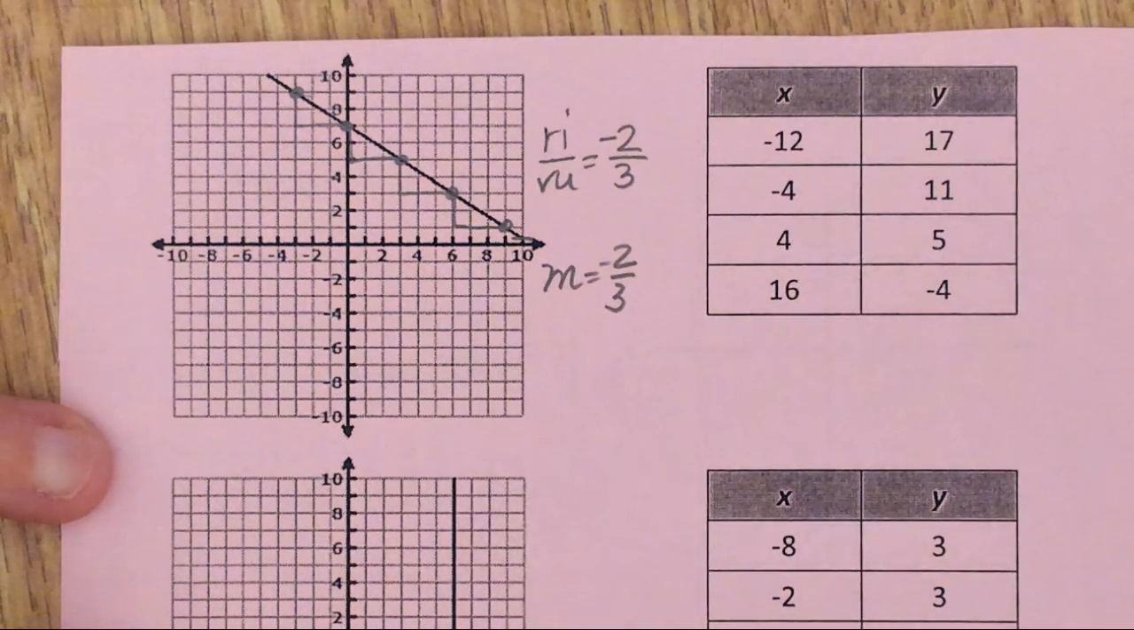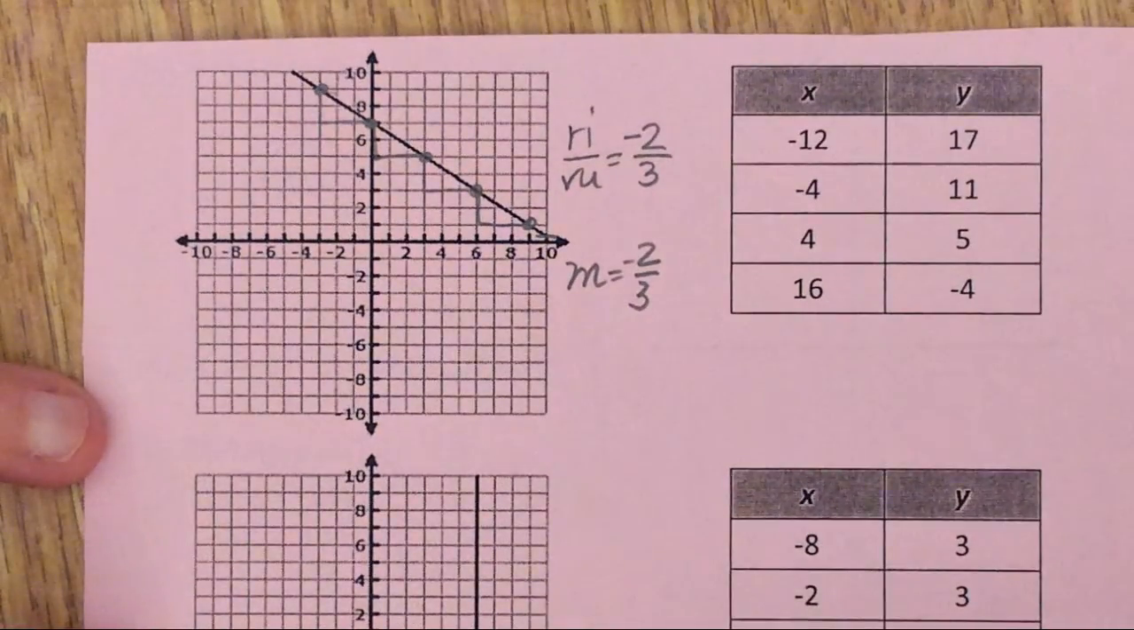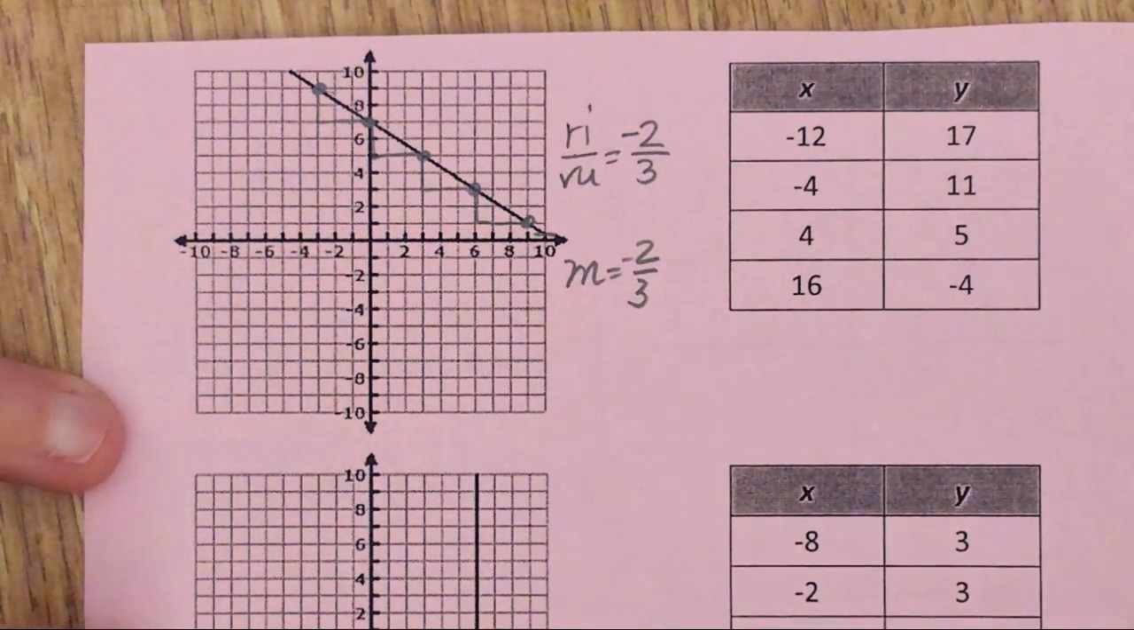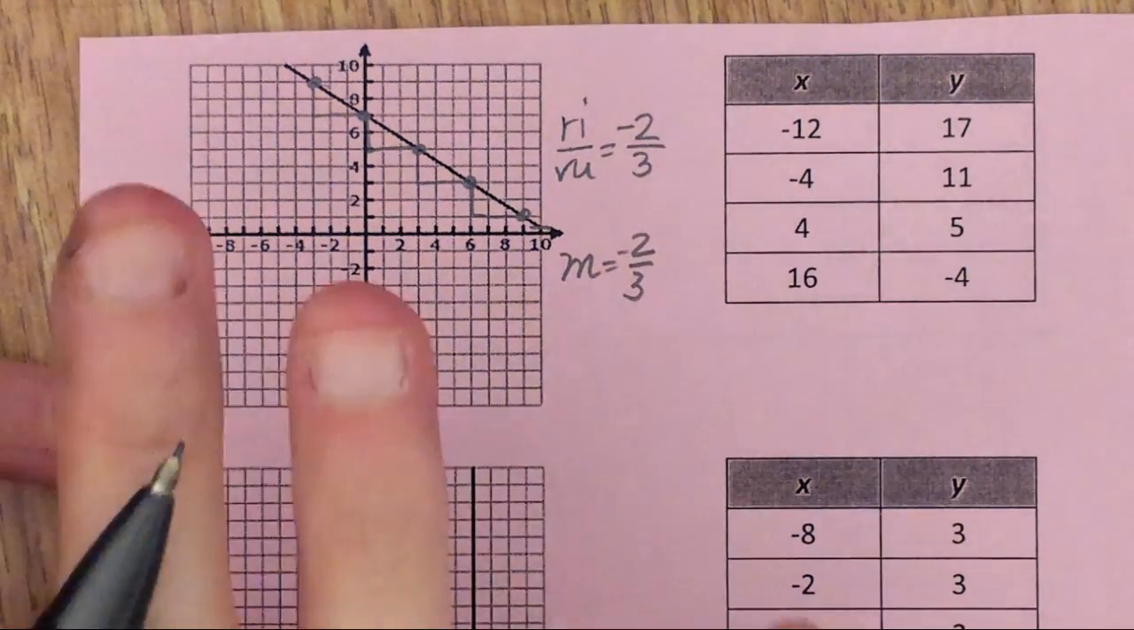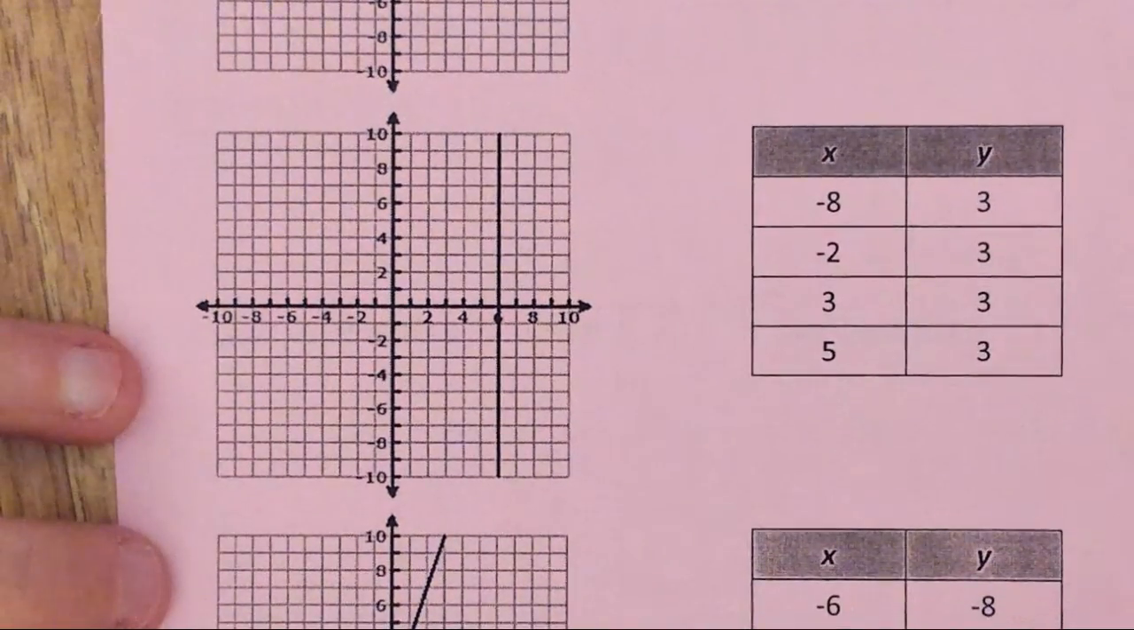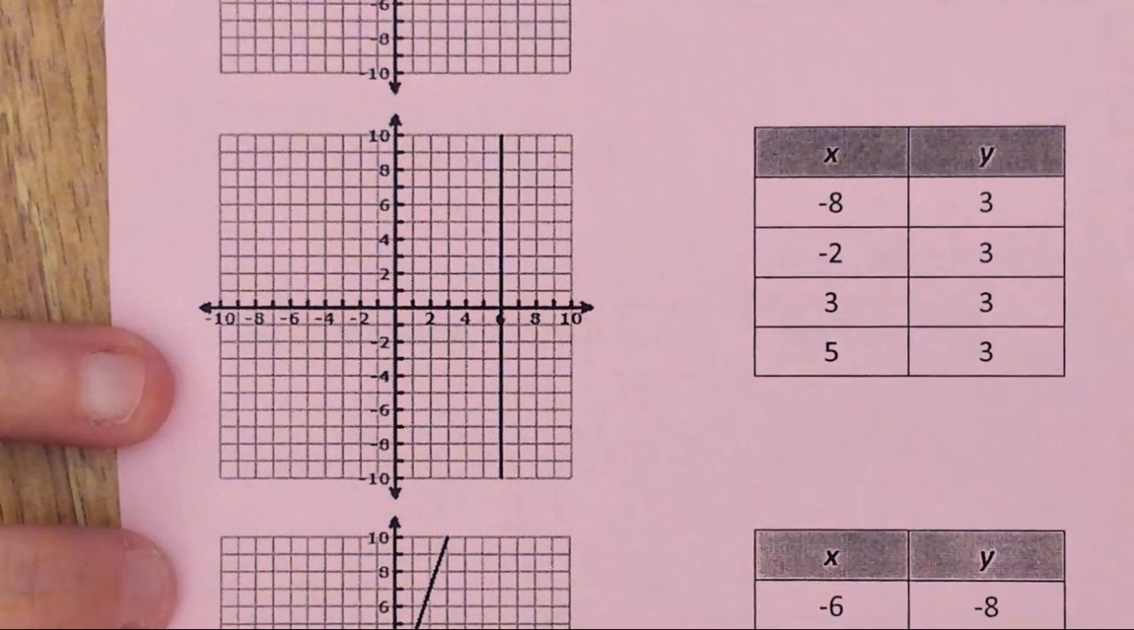We're not going to worry about finding the y-intercept just yet. We'll do that in a later lesson. But right now, we're just focusing on finding slope. Okay, so now let's look at this one. Whoa, what do we have going on here?